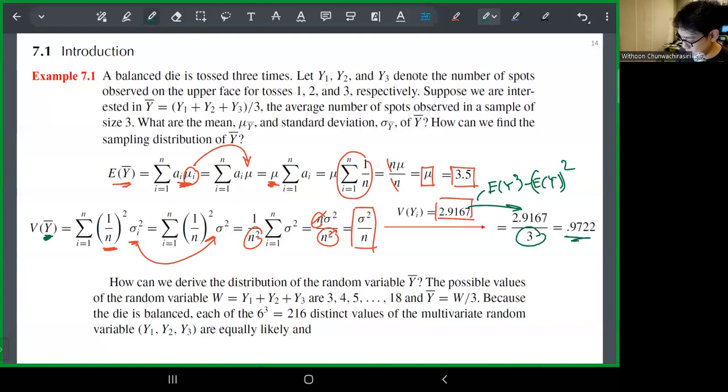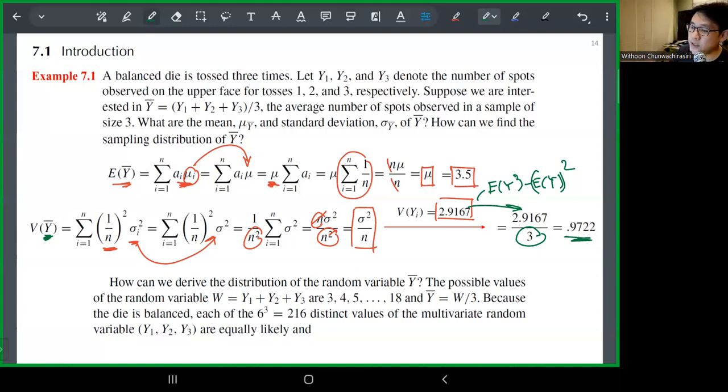Okay, that's good. All right, so that's it. The way you can come up with the distribution of y bar is simply doing the calculation that you usually do with functions of variables. That's no big deal. But at this point, what you're doing here is just finding the mean and the variance. How can we derive the distribution of the random variable y bar by itself?